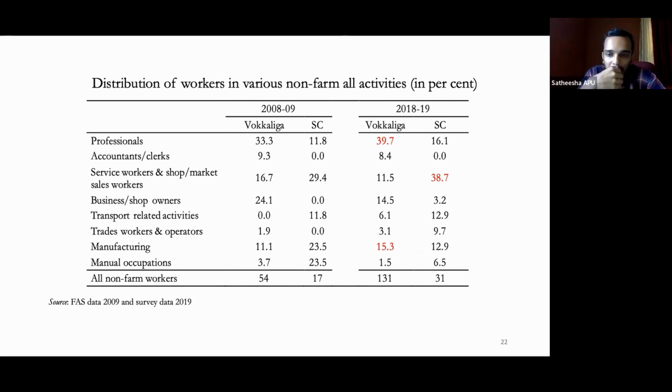So for Vokkaliga, they succeeded in securing better paying jobs like professionals in education institutions or multinational companies. And they are also employed in the manufacturing sector. Whereas for SCs, the major source of employment is as sales workers in textile, security guards, or suppliers in restaurants, etc.